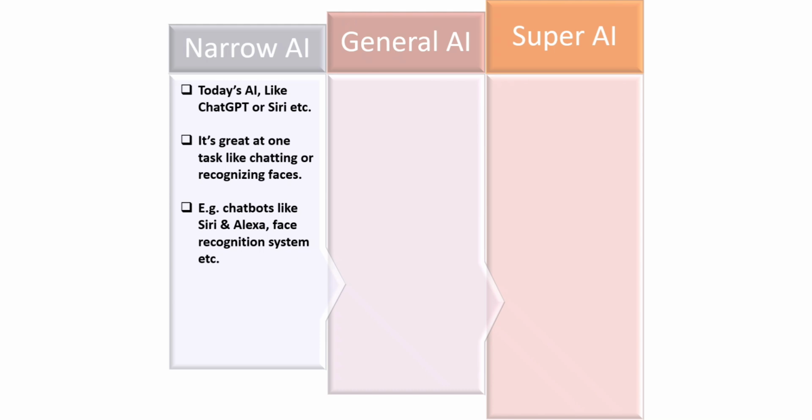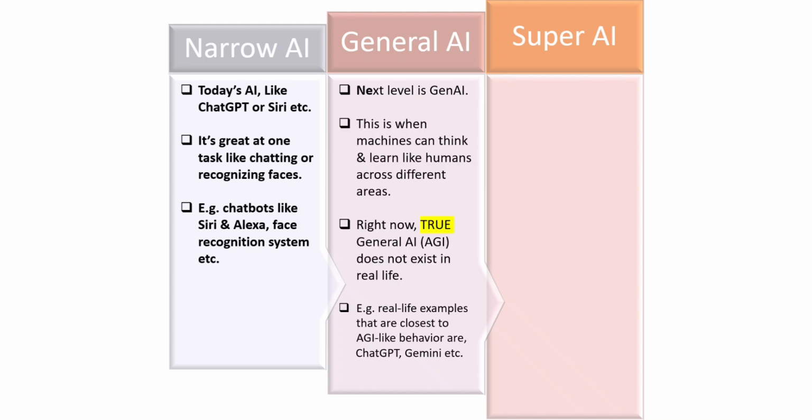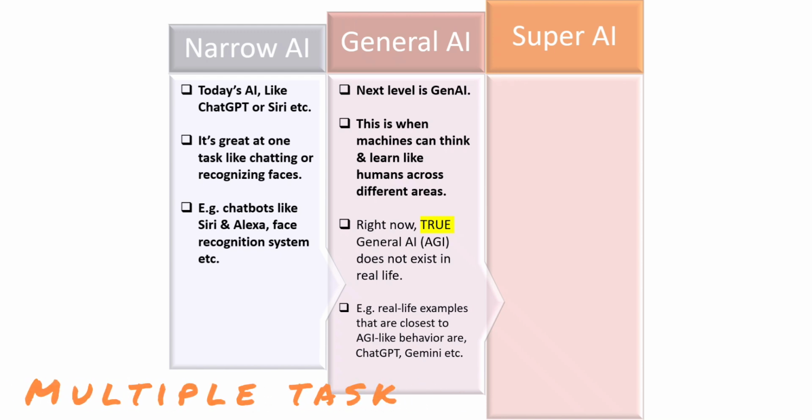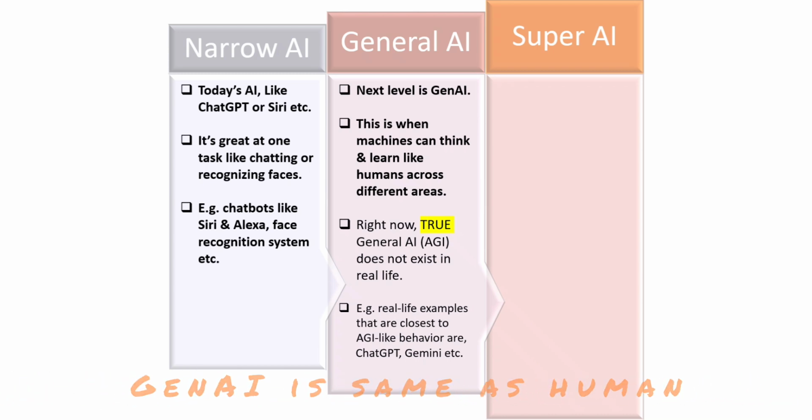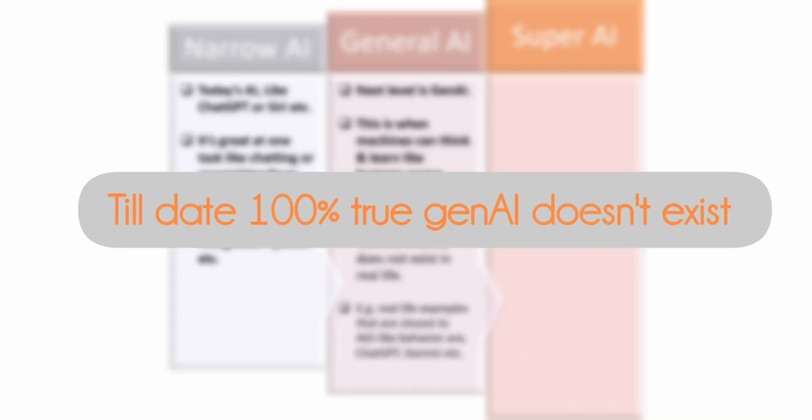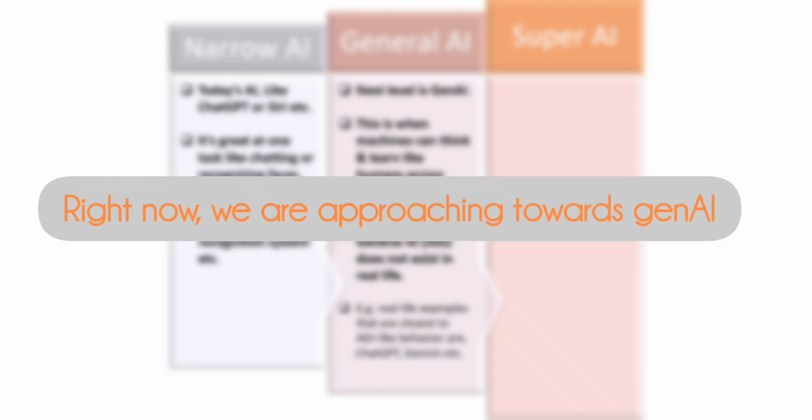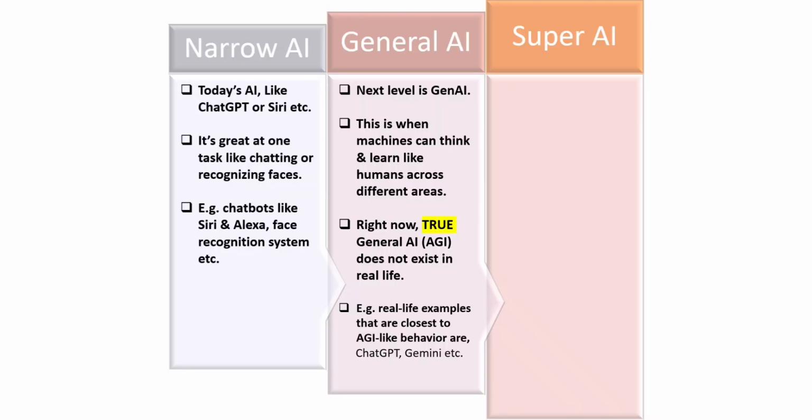So that's narrow AI. Now, moving on. General AI. This is also called Gen AI, by the way, and this is an advanced version of narrow AI. Here, a machine can actually do multiple things like humans. Just like us, just like humans, a machine will be able to do multiple tasks. It will be able to learn multiple tasks and perform those tasks accordingly. Alright. So, right now, there is no 100% true example of general AI. We are right now approaching general AI, but we still have to work on it.